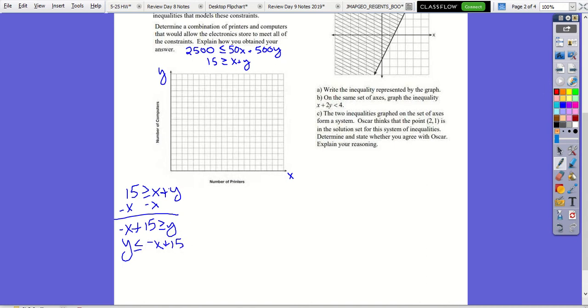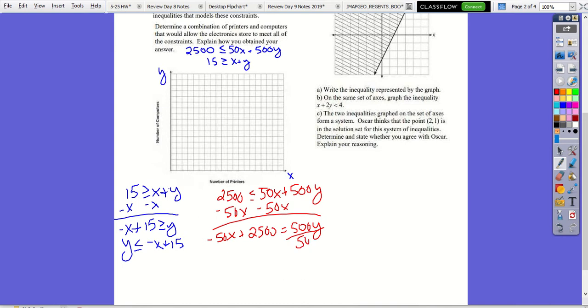Second one is 2,500 is less than or equal to 50x plus 500y. So we'll solve for y again. So let's subtract the 50x minus 50x. And then we're going to get negative 50x plus 2,500 is equal to 500y. We'll divide by that 500. And we'll have our answer. So this is essentially negative 1/10.